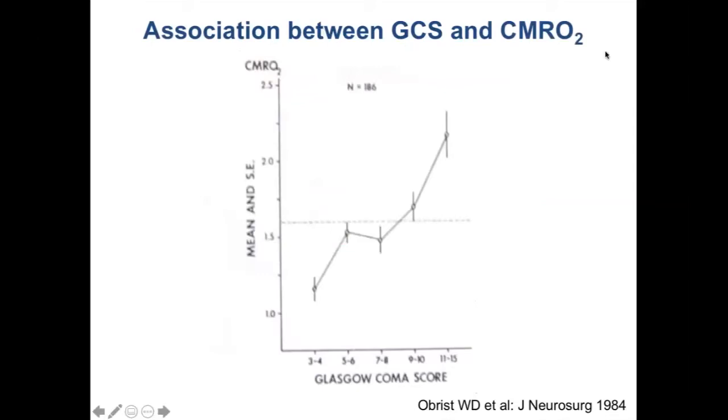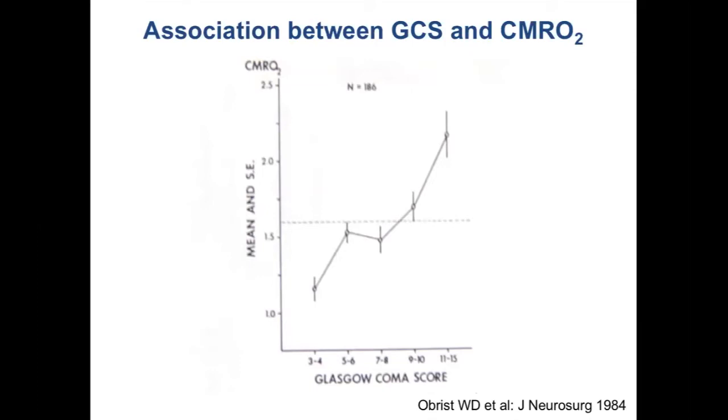What happens to CMRO2, that is the cerebral metabolic rate of oxygen? This was a seminal paper by the group in Philadelphia showing the association between the degree of consciousness reduction after TBI and CMRO2. And you see that there is roughly a linear relationship between consumption and severity of TBI. The most severe the injury, the most depressed is oxygen metabolism.